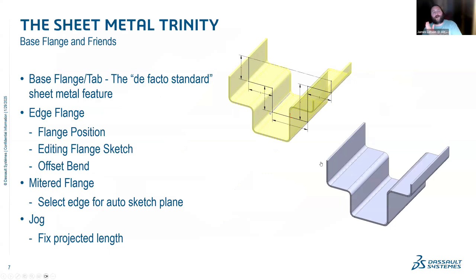So the next thing I want to talk about is what I like to call base flange and friends. Base flange tab is the de facto standard sheet metal feature, right? Anyone that has any time using sheet metal in SolidWorks, this is most likely what you use. This is the go-to. Since 2001, this has been the standard sheet metal feature that everyone is taught and everyone is most likely using.